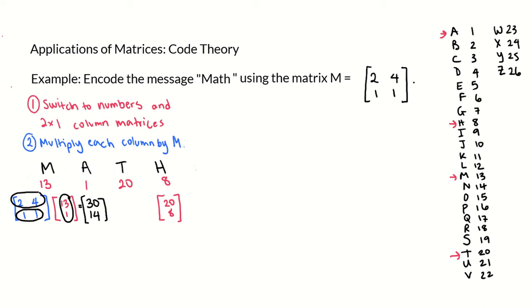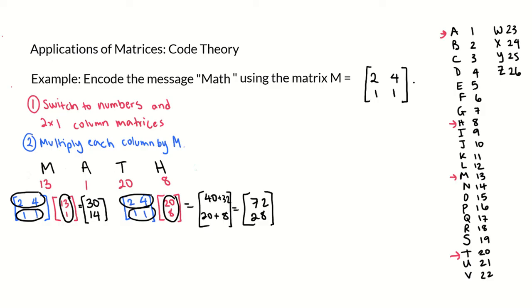And now we do the same with the second column. We're going to multiply it by [2 4; 1 1]. So we get 2 times 20 is 40, plus 4 times 8 is 32. So 40 plus 32 is 72. And then 1 times 20 is 20, plus 1 times 8 is 8. So the second part of our encoded message is [72; 28].